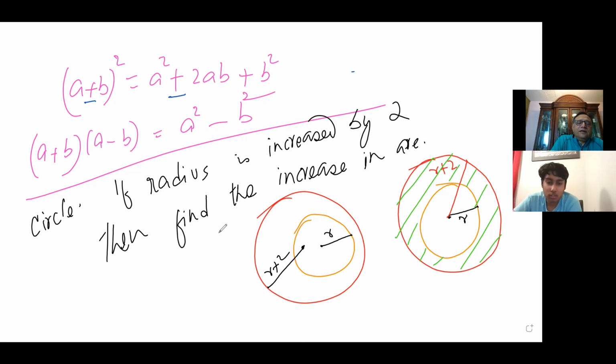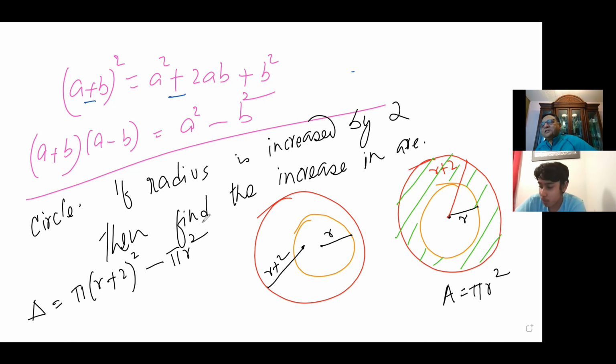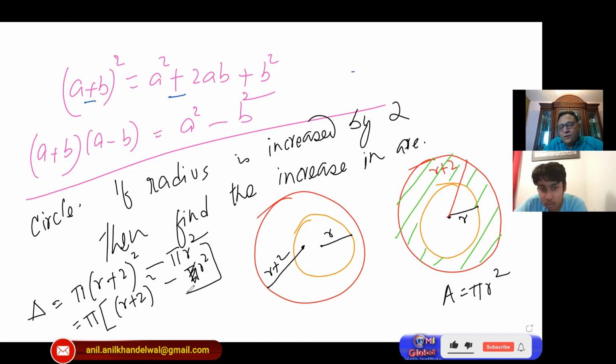So the increase in area is, we know the area of a circle is pi r squared, correct? So the area of the bigger circle. Increase in area, let me write delta, will be pi of (r plus 2) whole square, minus pi of r square. Right? It's like a square minus b square. Is it okay? I take pi common, so I have (r plus 2) whole square minus r square. Is it okay?